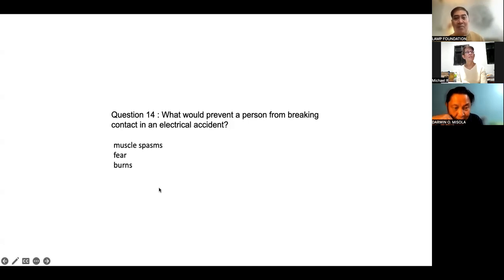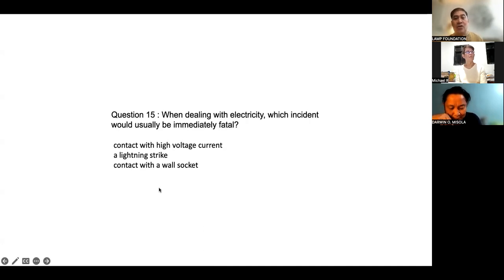What would prevent a person from breaking contact in an electrical accident? Burns. Would you like to have another answer? Muscle spasms. Okay. When dealing with electricity, which incident would usually be immediately fatal? A lightning strike. No. Give it another try. Contact with high voltage current. Yes, contact with high voltage current.